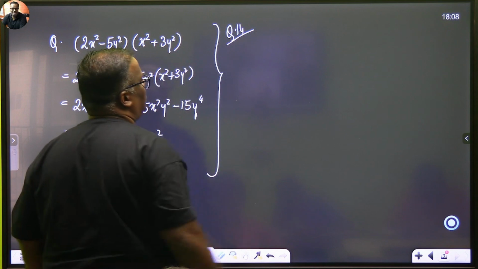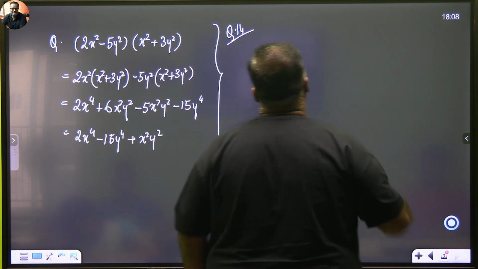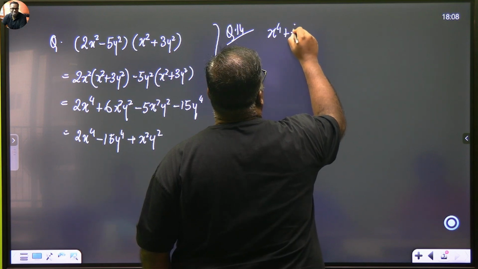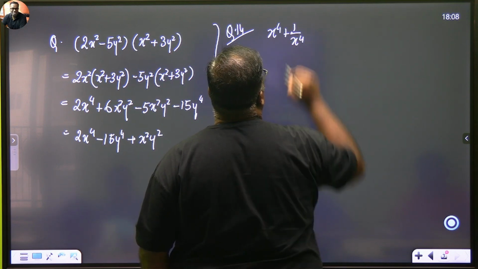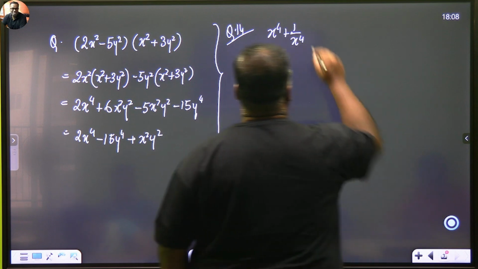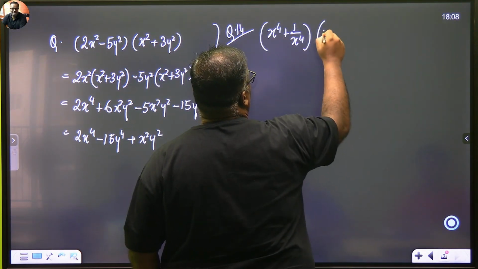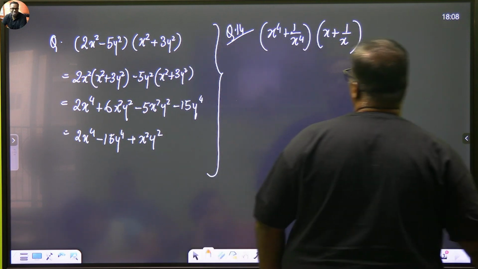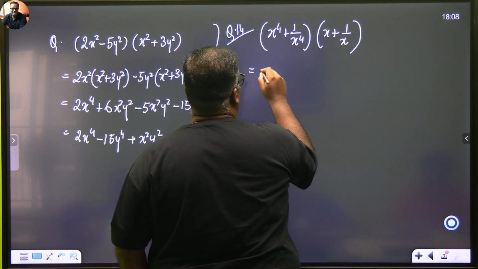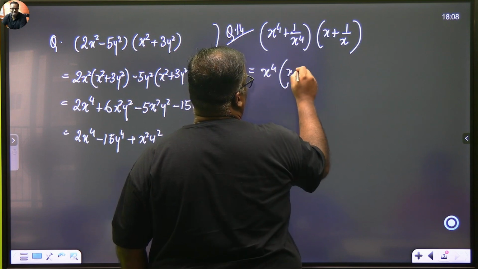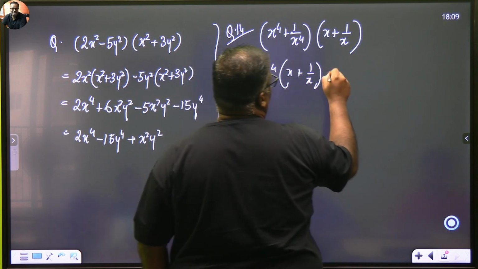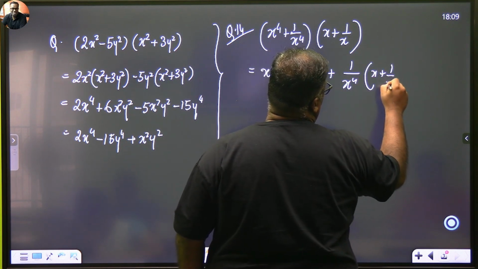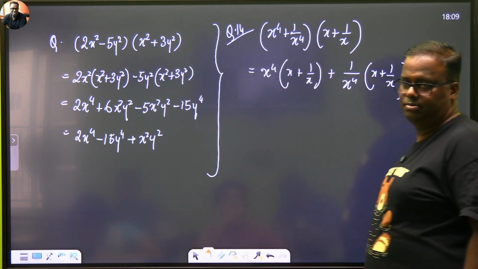हाँ बोल 14 क्या है बेटो? x to the power 4, 1 by x to the power 4, into x plus 1 by x, into x plus 1 by x. That's it. इसको करना है. यह क्या मुश्किल है? चलो. So we take x to the power 4, get inside x plus 1 by x, and then we have 1 by x to the power 4 inside x plus 1 by x. क्या ये स्टेप आपको समझ में आया?